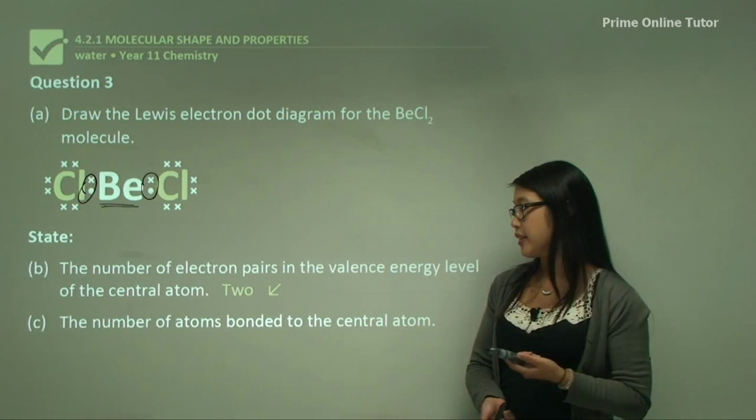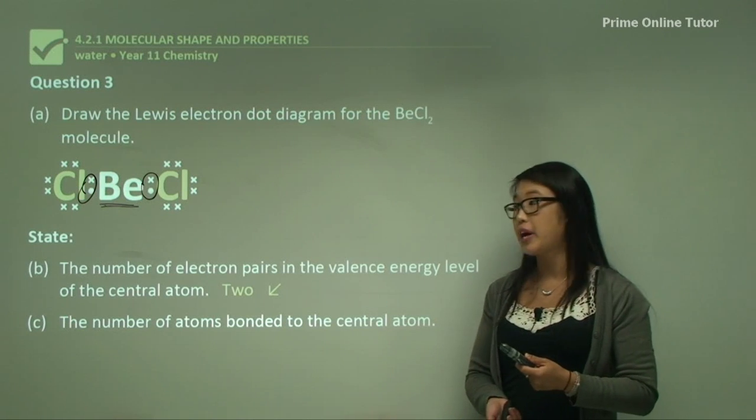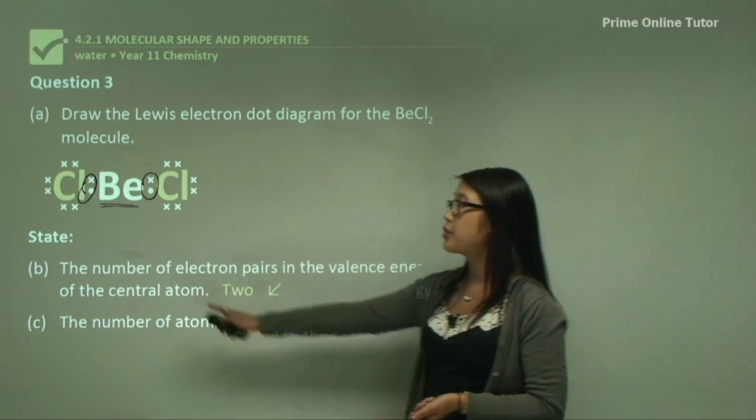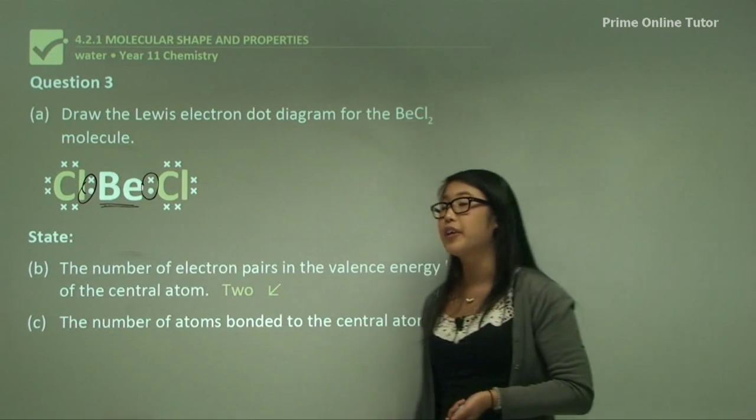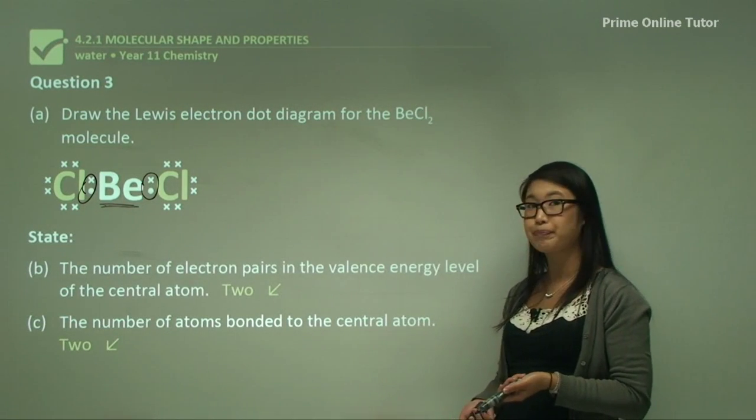Next, we need to state the number of atoms bonded into the central atom. The central atom is bonded to 2 chlorine atoms. Therefore, the answer must be 2.